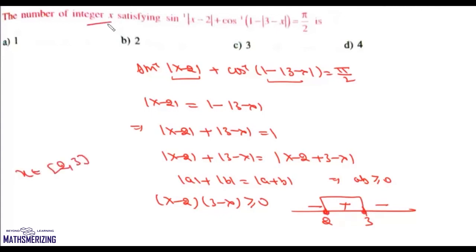Now we need to find integral values of x. So there are two integral values of x: x equals 2 and x equals 3. Now we'll put x equals 2, it'll be sine inverse 0, and here it will be cos inverse 0, which lies in the domain. And if we put x as 3, it'll be sine inverse 1, and here it'll be cos inverse 1, which again lies in its domain. So there are two integral values of x possible, and they are x equals 2 and x equals 3. So the number of integers is simply 2, and that's your option B.